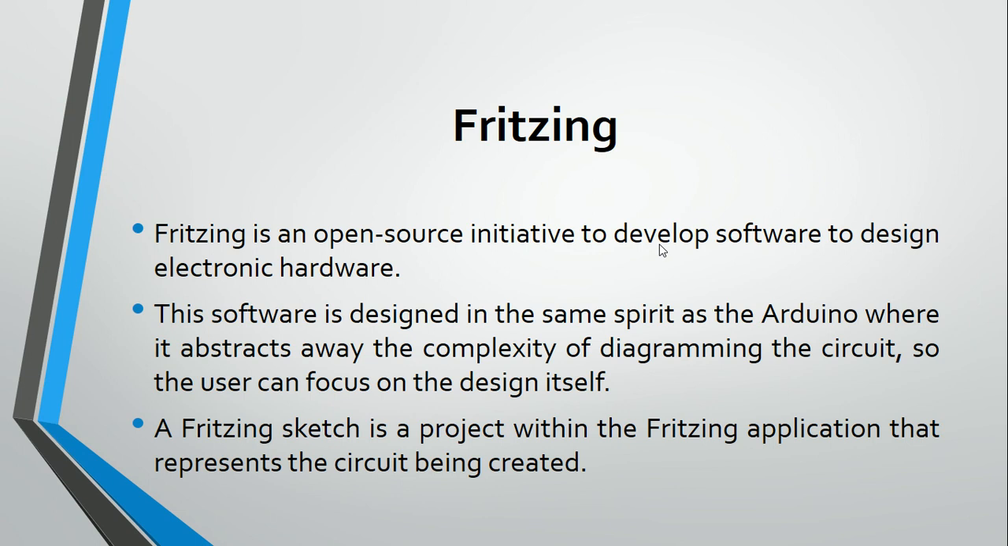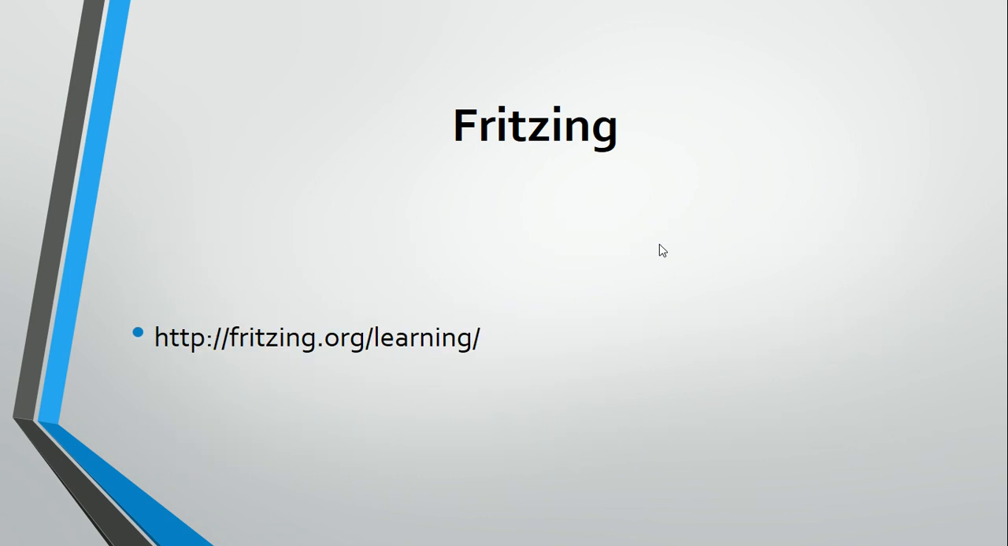We have this schematic diagram, but we have another wiring schematic application that can be used for the Arduino. We have this Fritzing. Fritzing is an open source initiative to develop software to design electronic hardware. This software is designed in the same spirit as the Arduino, where it abstracts away the complexity of diagramming the circuit so the user can focus on the design itself. A Fritzing sketch is a project within the Fritzing application that represents the circuit being created. The site for Fritzing is http://fritzing.org/learning.